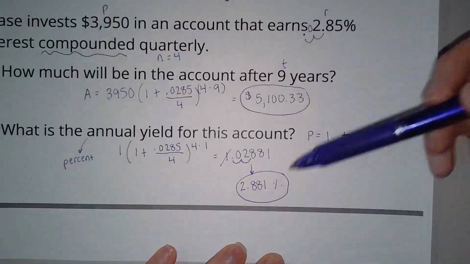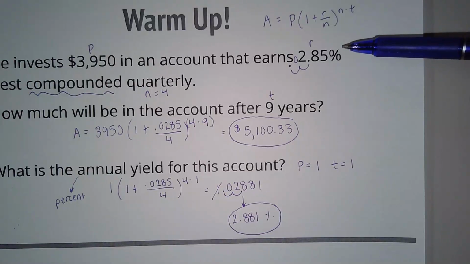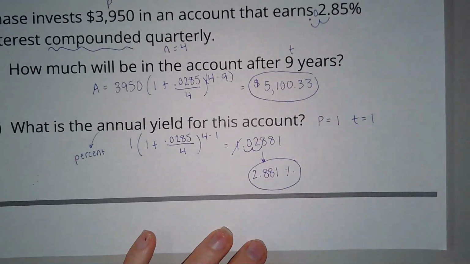If you remember, our annual yield should be really close to our original rate. 2.881 is very similar to 2.85. It's just a little bit higher than that.